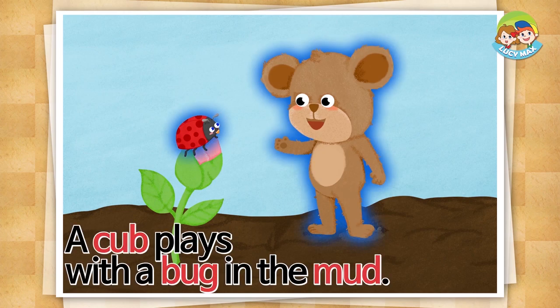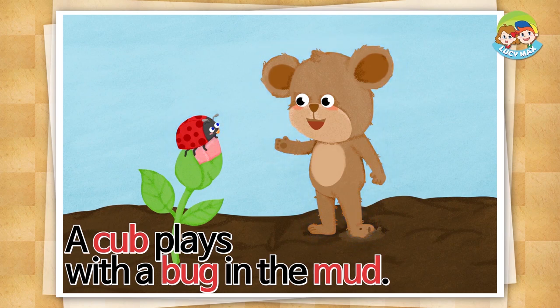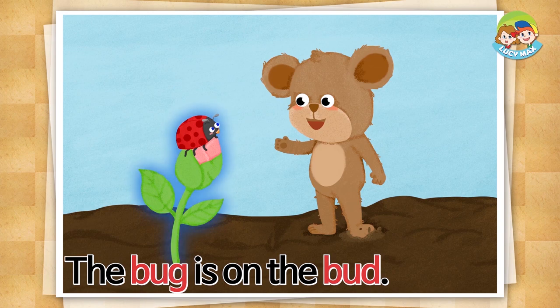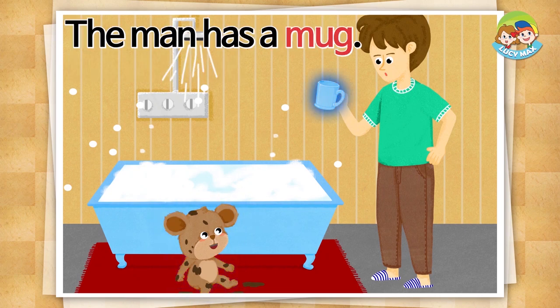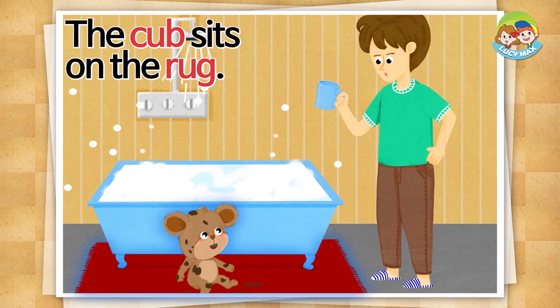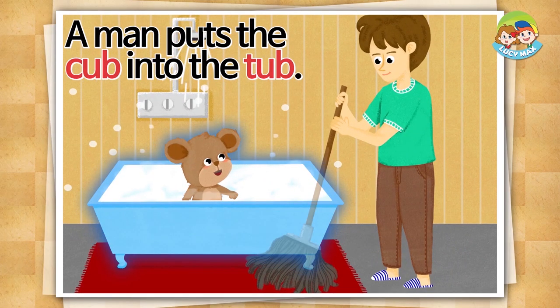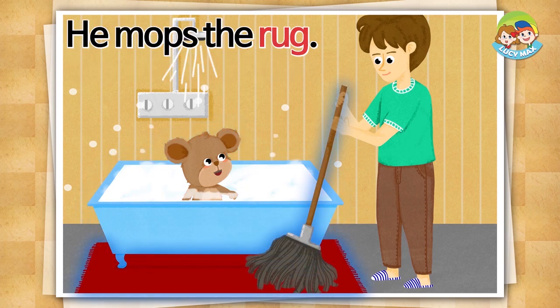A cub plays with a bug in the mud. The bug is on the bud. The cub goes back to its house. A man has a mug. The cub sits on the rug. The man puts the cub into the tub. He mops the rug.